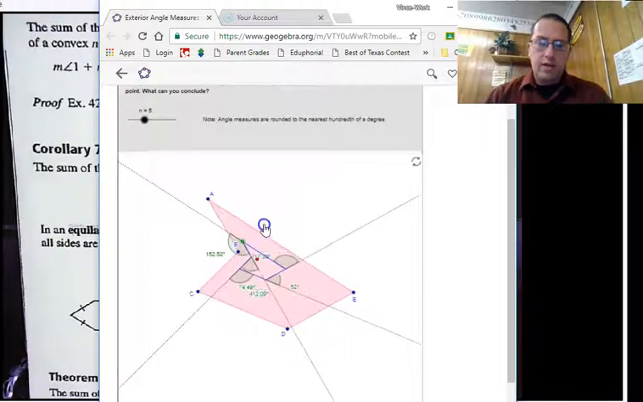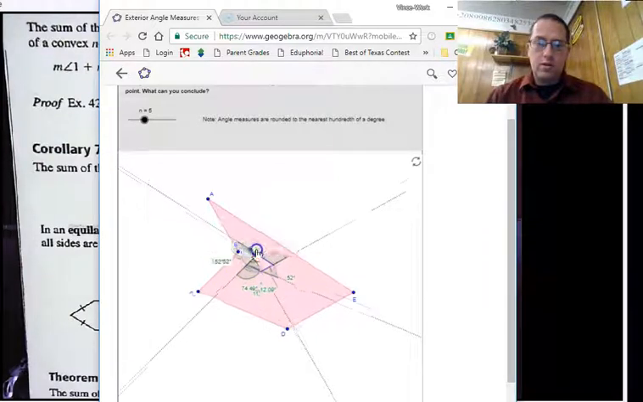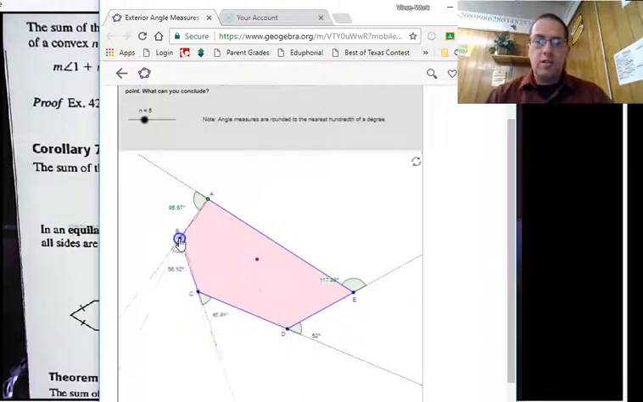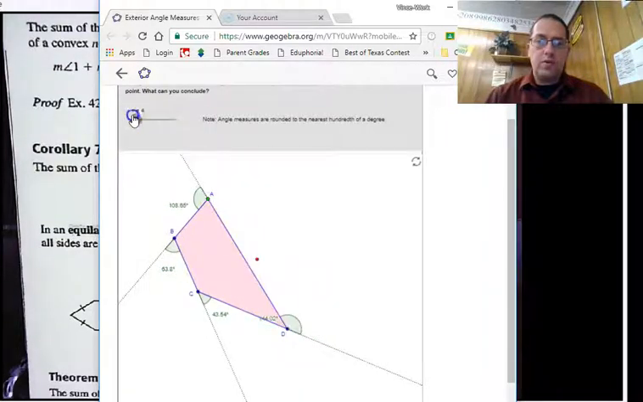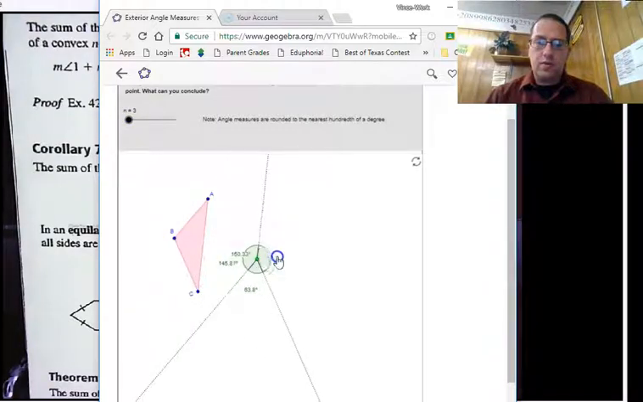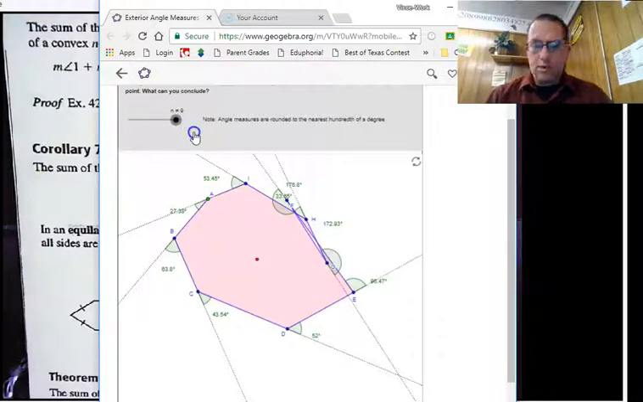What if I make it concave, just to look at this? If I make it concave, notice we're going to have some overlap right here, right? And so that doesn't work. We've got some overlap. That's more than 360. So this isn't going to work for concave figures, but for convex polygons, we see it really doesn't matter.